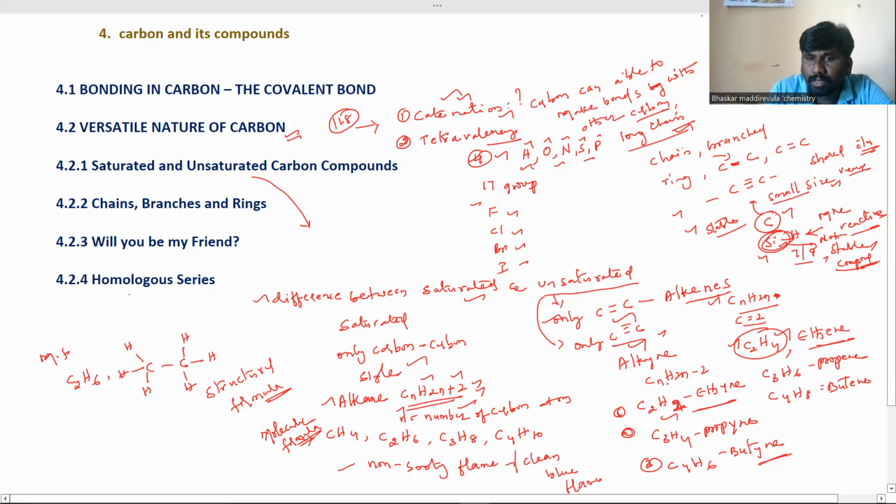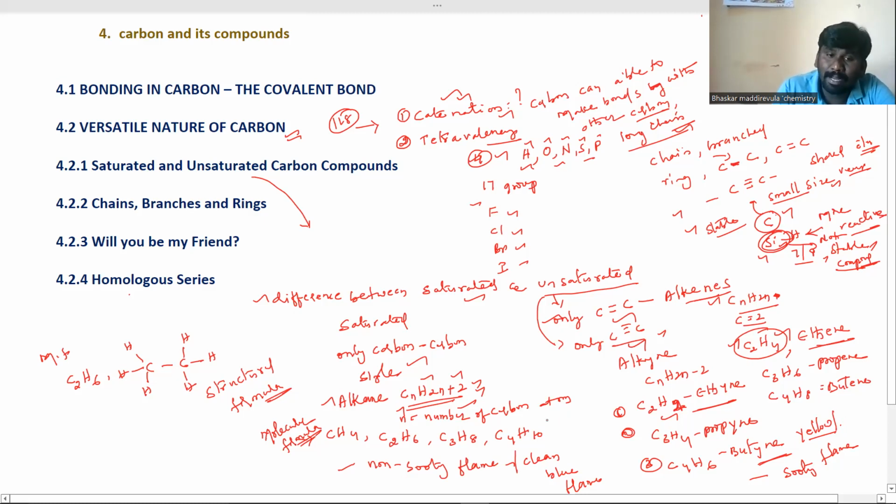When you burn unsaturated carbon compounds, they give a sooty flame. A sooty flame is a somewhat dark yellow flame, and it will deposit black ash on metal surfaces. This yellow flame contains some smoke, and that smoke will deposit black layers on the metal surfaces. So these are some of the differences.